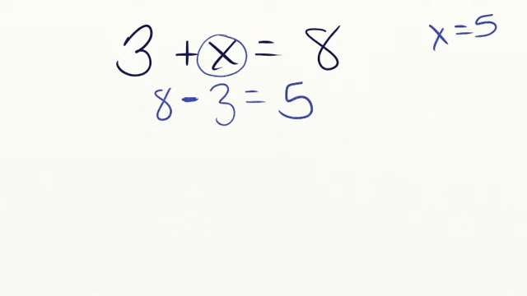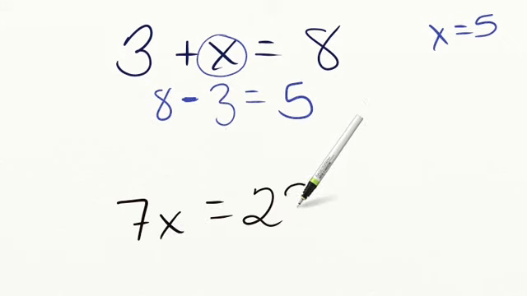Let's go ahead and solve another problem. This time we're going to use multiplication. Let's say that we have 7x equals 28. Now remember, when you're working with an equation that has a variable, multiplication is when you have the number and the variable right next to each other. So we have 7 times x equals 28.